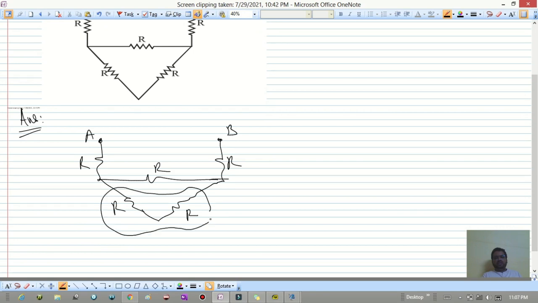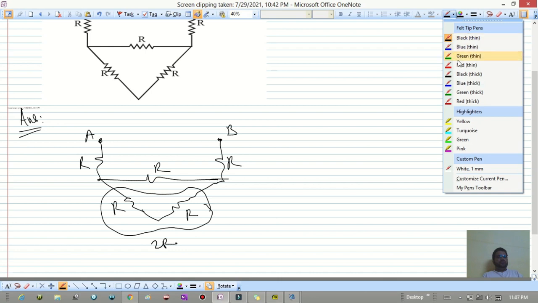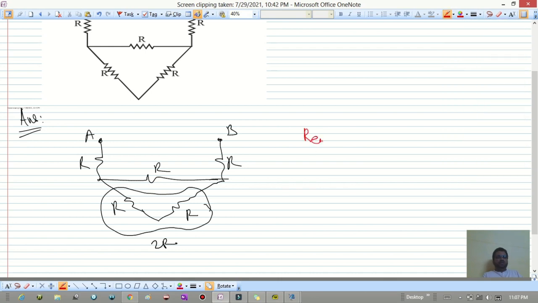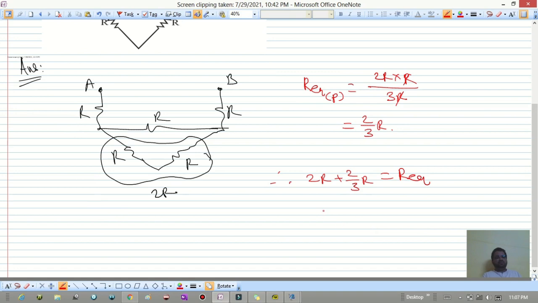This R and this R are in series, so it will become 2R, which is in parallel with this R. So therefore the R equivalent for the parallel combination is 2R into R divided by 3R. So R and R get cancelled. 2 by 3 R we have. This is the R equivalent for the parallel combination. Therefore 2R plus 2 by 3R is the total equivalent resistance we have. So it is 8R divided by 3, the equivalent resistance between A and B.